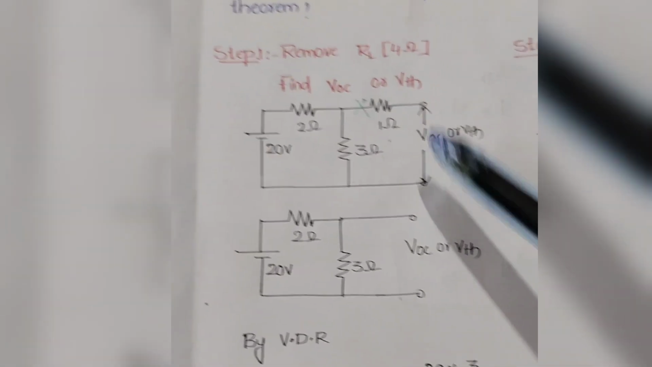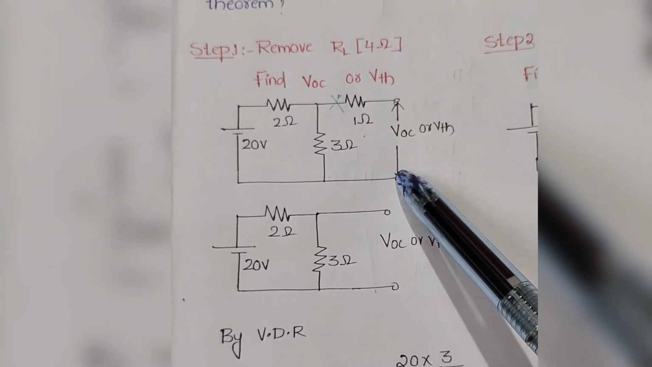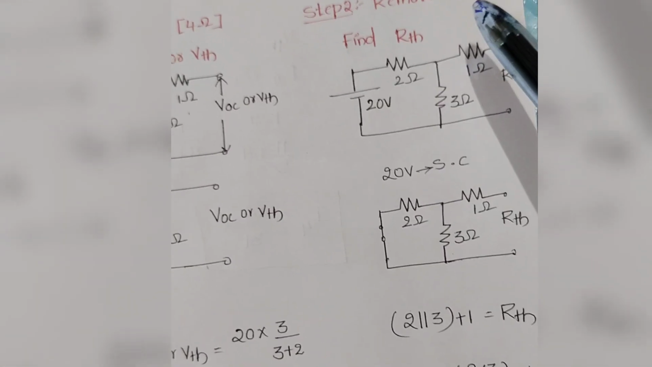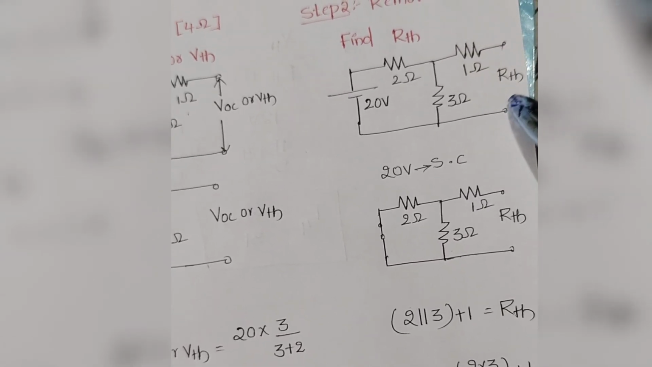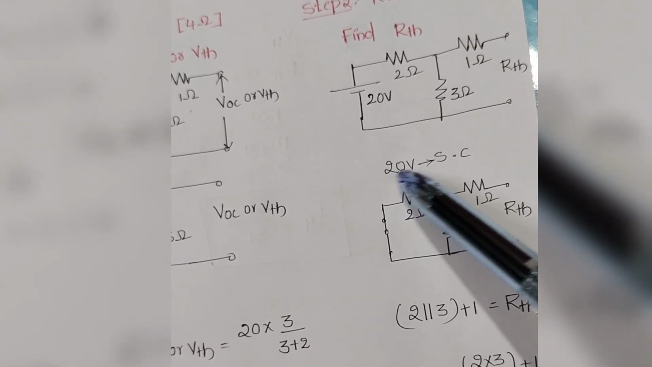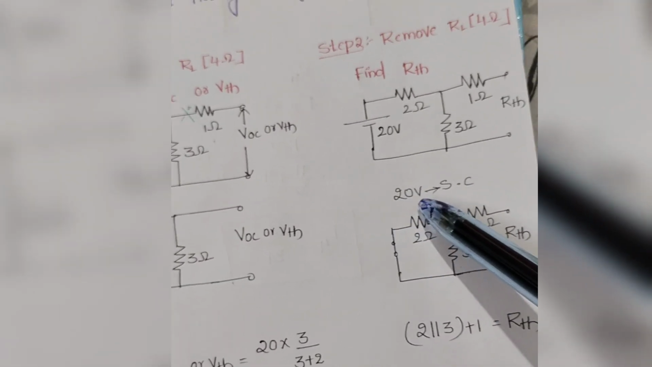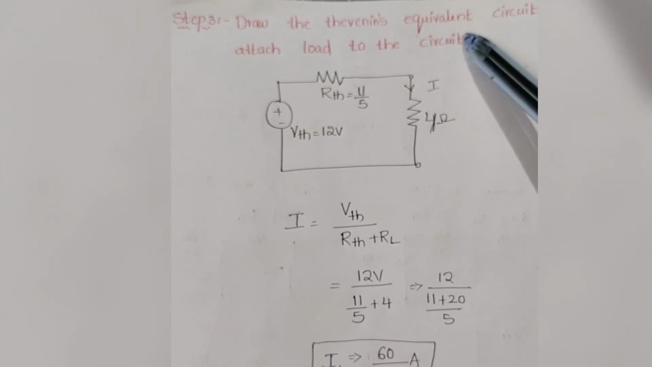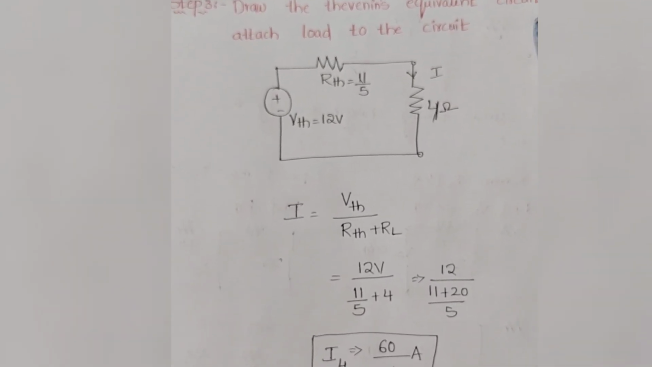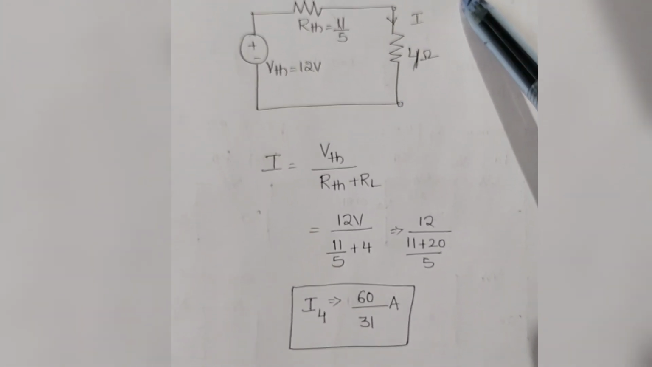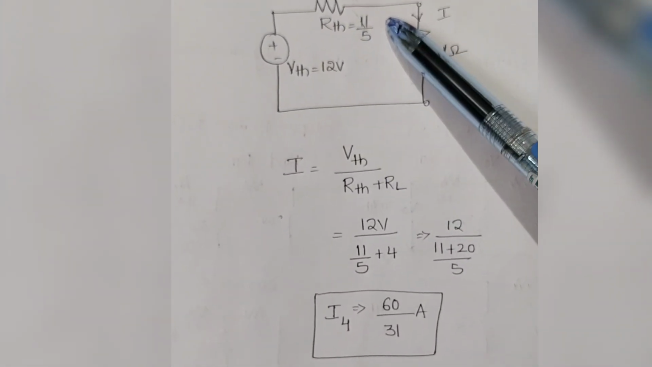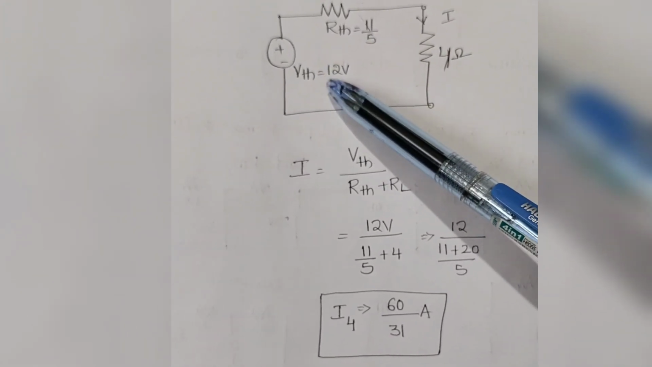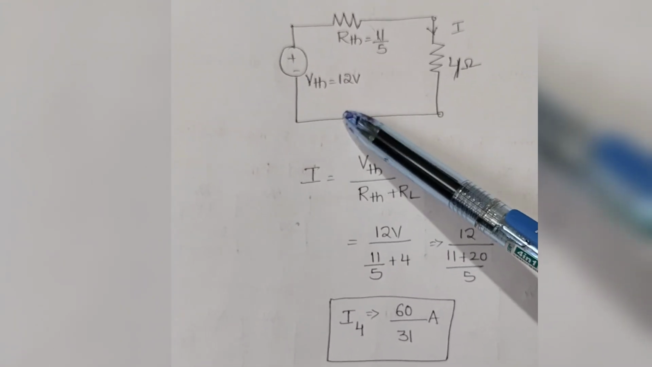Our first step is remove RL and find VTH or VOC. Next, step 2 is remove RL and find RTH. While calculating RTH, sources are replaced with their internal resistance value. Step 3 for Thevenin's theorem is draw the Thevenin's equivalent circuit and attach the load to the circuit. Thevenin's equivalent circuit is nothing but a voltage source in series with a resistance. This voltage source value comes from step 1.